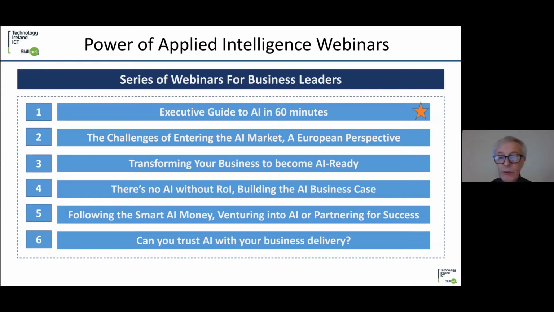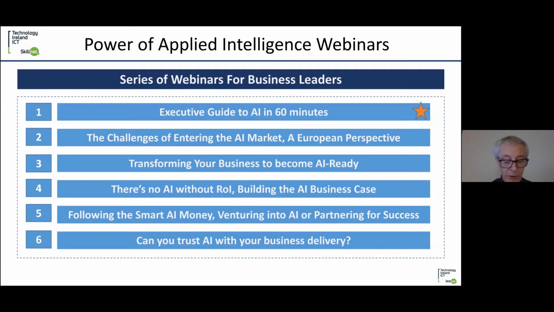But then we will go on throughout the series to talk about other areas such as how do you actually enter into the AI market? How do you go from awareness to adoption to impact? How do you transform your business to become an AI-ready business? And so on. Importantly, how do you turn AI into a return on investment? Who's investing in AI? Where is the smart money? What are venture capitalists saying? Where are the safe bets? And then how do you make sure you can trust AI and deliver a business with trustworthiness, balance, and avoiding bias.